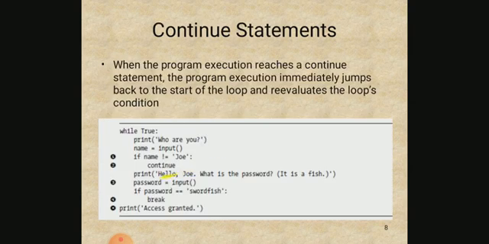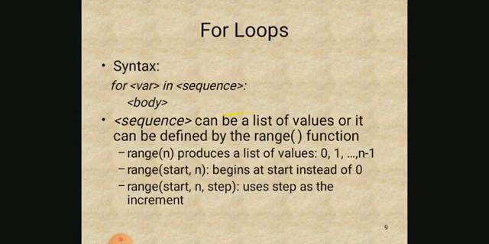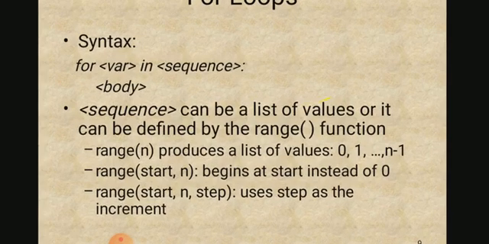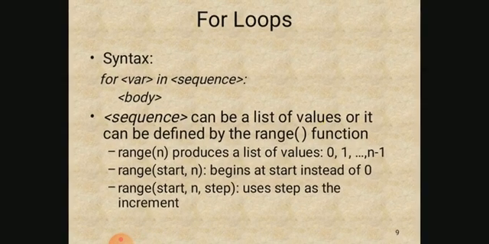Just to go through the content: we have used the continue statements, and next will be the for loop. The syntax for the for loop uses the keyword for, then the variable name, then the keyword in followed by the sequence. Here the sequence will use range, then a colon, then the body of the statement.